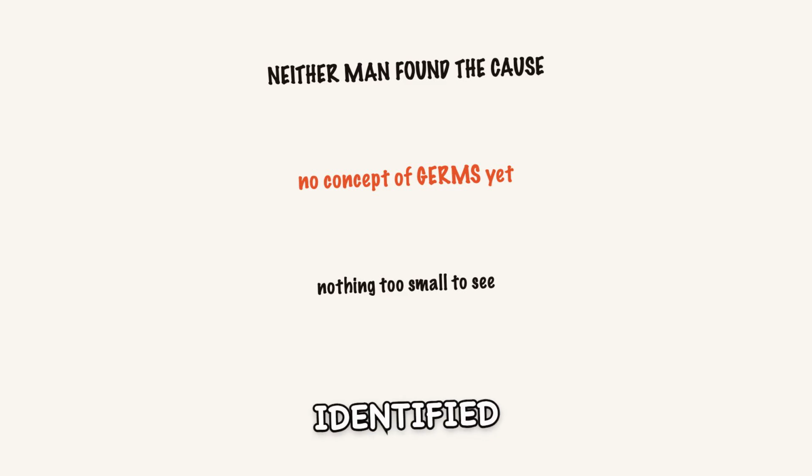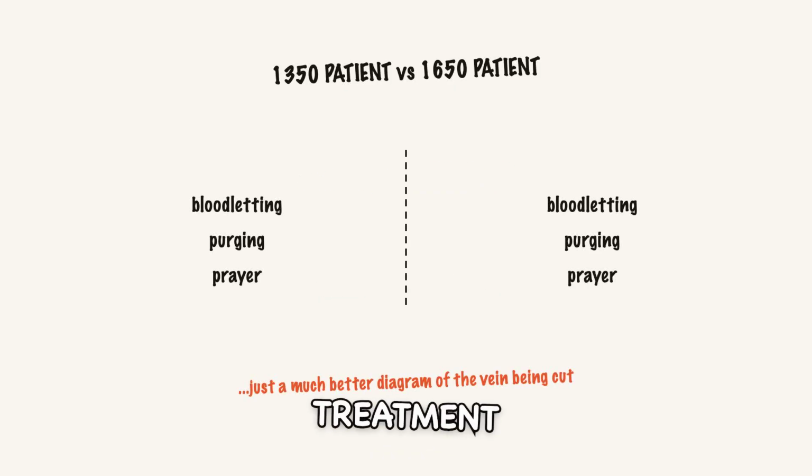Neither man identified what actually caused disease, because nobody yet had any concept of germs, of microorganisms too small to see. So a patient walking into a doctor's surgery in 1650 received almost exactly the same treatment as one in 1350: bloodletting, purging, herbal remedies, and prayer, just now delivered by a doctor who could draw you a far more accurate diagram of the vein he was about to cut.